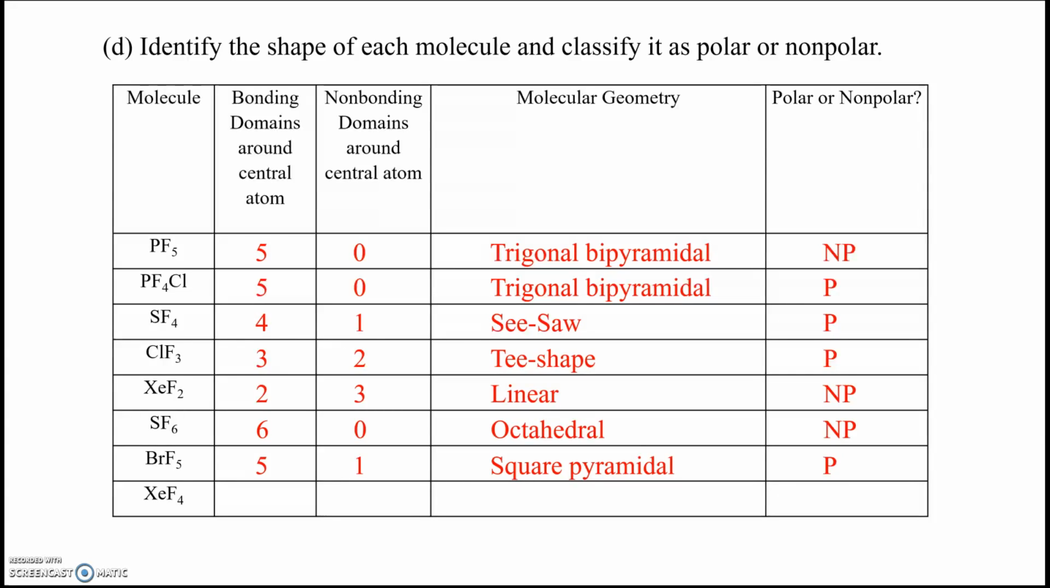And then the last one is xenon tetrafluoride with 4 bonding domains, 2 non-bonding domains, and we get square planar. And because it's a square planar, xenon in the middle, fluorine in 4 different corners, these dipoles are all quite symmetric and they cancel each other out, and this is a nonpolar molecule.